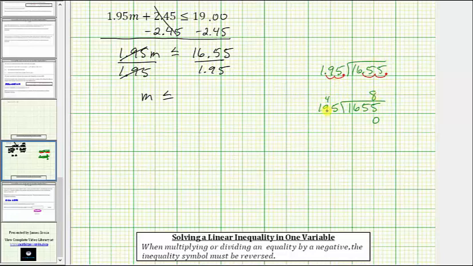8 times 9 is 72, plus 4 is 76. Record the 6, perform an exchange with the 7. 8 times 1 is 8, plus 7 is 15. And now we subtract. 1,655 minus 1,560 is equal to 95. Because 95 is less than 195, we know the 8 is correct.